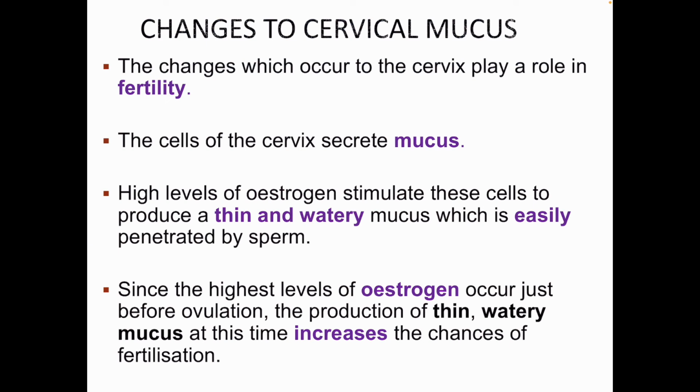Another way in which a woman can monitor her fertility is to look at the cervix. The cervix secretes mucus, and as a woman approaches ovulation, the high levels of estrogen being produced by the follicle stimulate the mucus produced by the cervix to become thin and watery. It has a consistency similar to semen, and that means that the sperm can easily pass through the cervix. This increases the chance of the sperm swimming up through the cervix into the uterus and increases the chance of fertilisation.